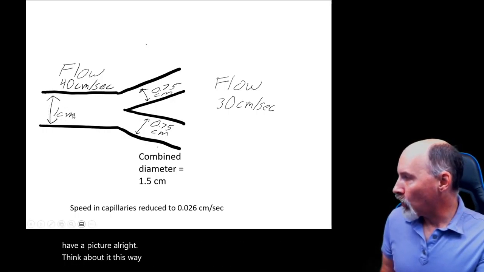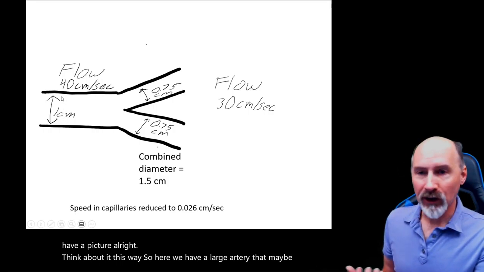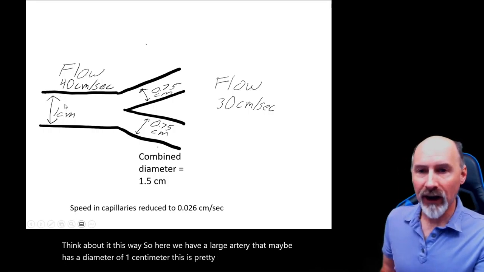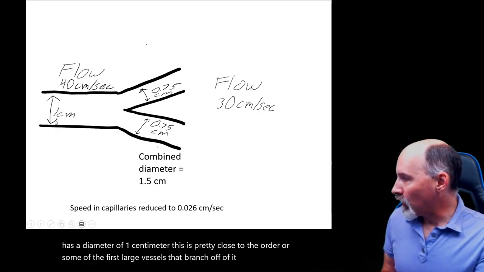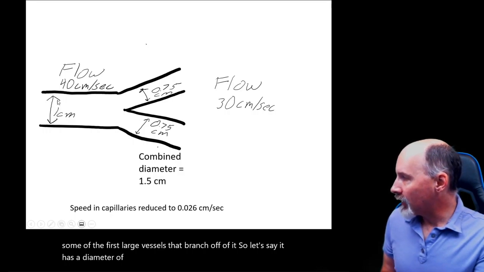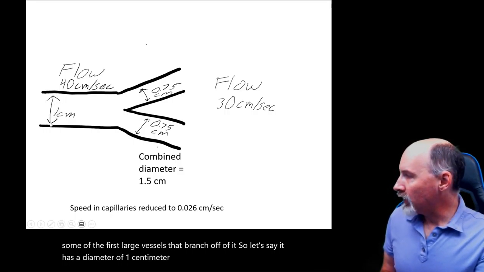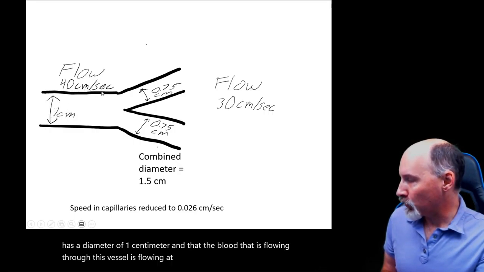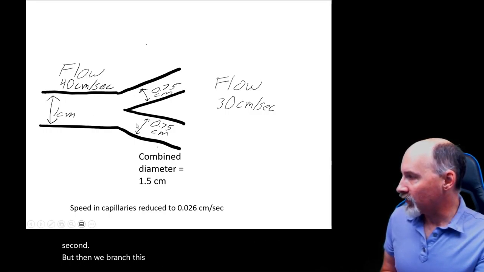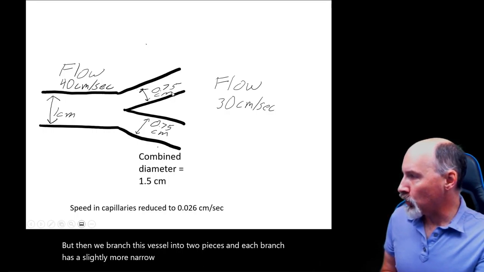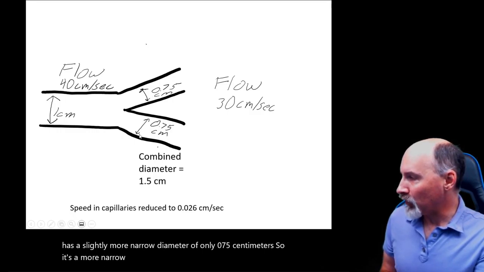So here we have a large artery that maybe has a diameter of 1 centimeter. This is pretty close to the aorta or some of the first large vessels that branch off of it. And let's say the blood flowing through this vessel is flowing at a speed of 40 centimeters per second. But then we branch this vessel into two pieces, and each branch has a slightly more narrow diameter of only 0.75 centimeters. So it's a more narrow diameter here and a more narrow diameter here.